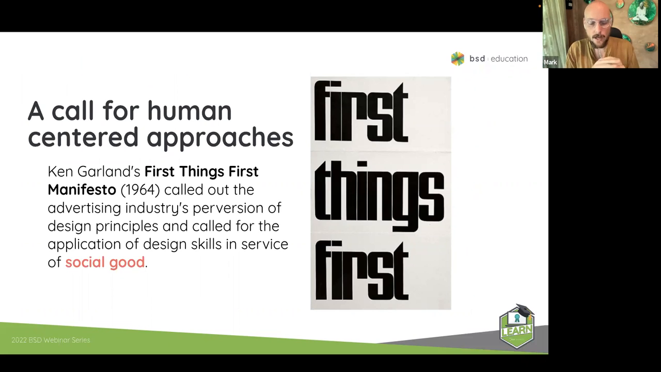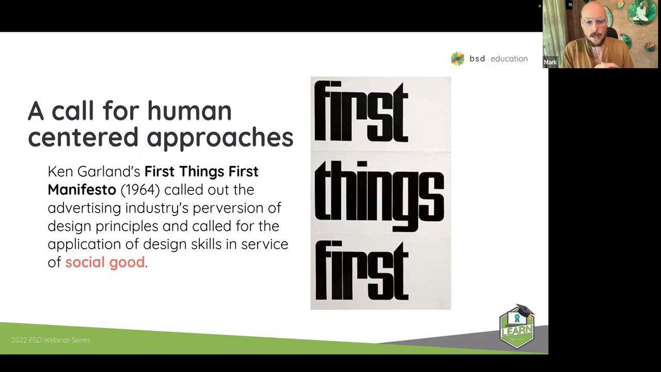So in 1964, Ken Garland took a stand in the world of design, and he said that design shouldn't be so commercial. He came out with the First Things First Manifesto. It's his document saying how design has been corrupted by commercialization, and it's only being used to benefit the wealthy and to fuel the factories.